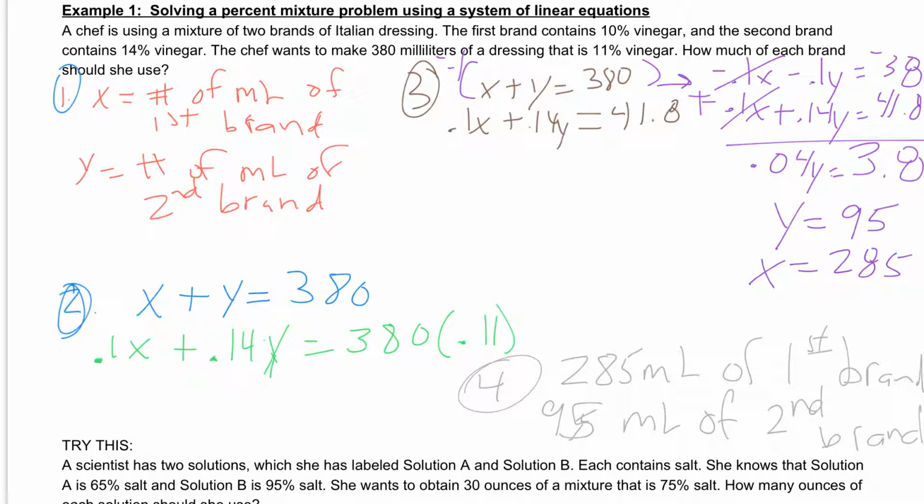Next, I would like you to do the try this. It's going to be very similar with the percents. So go ahead and pause it, and unpause it when you're ready to check your answer.